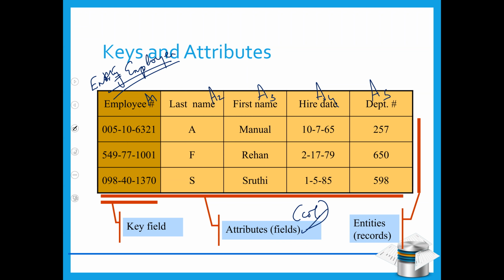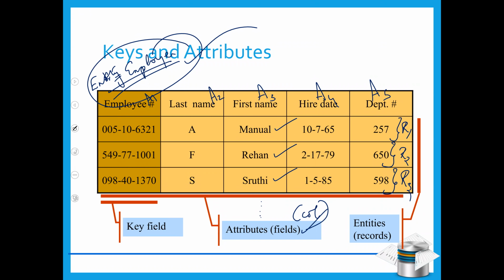Now, I have details of Manuel, Rehan, and Shruti. So, I say, this is my record number 1, this is my record number 2, and this is my record number 3. Okay, so I do have 3 sets of records, all of which come under the entity called employee. Now look here. As I was telling you, I will be having n number of employees.